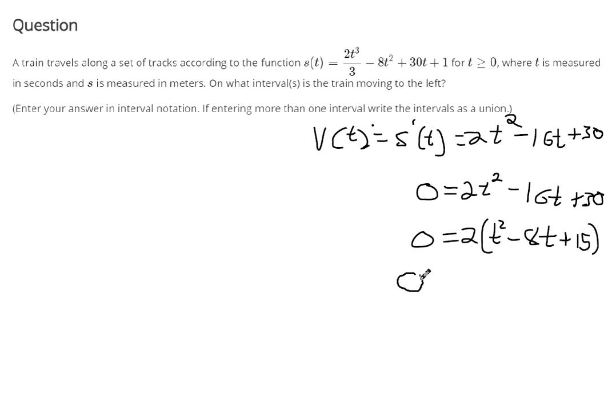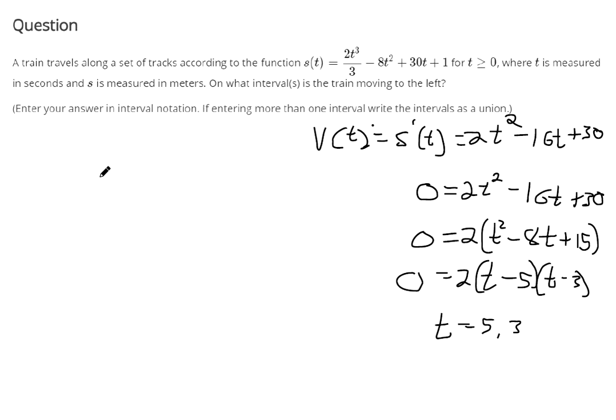And then that's nice and easy to factor because a is 1. Two numbers that multiply to be 15, but add up to be negative 8. Negative 3 and negative 5, right? So t minus 5 and t minus 3. So if you solve that, t is going to be 5 and 3 because you set each factor piece equal to 0. If you plug in 5, this whole right side equals 0.